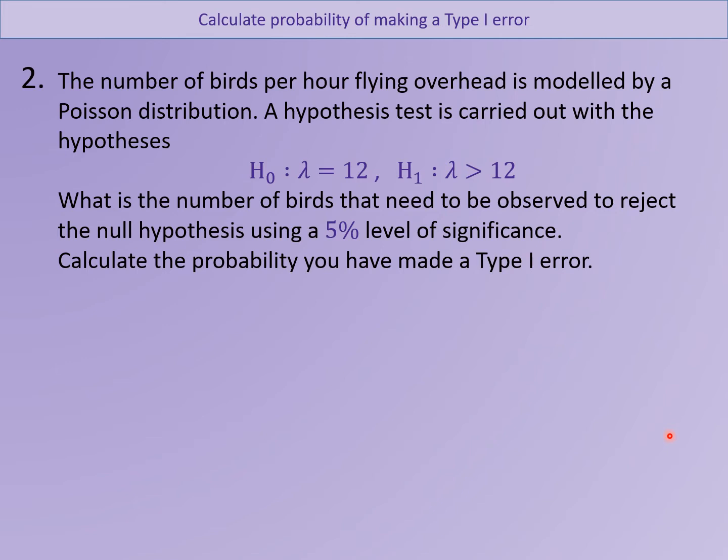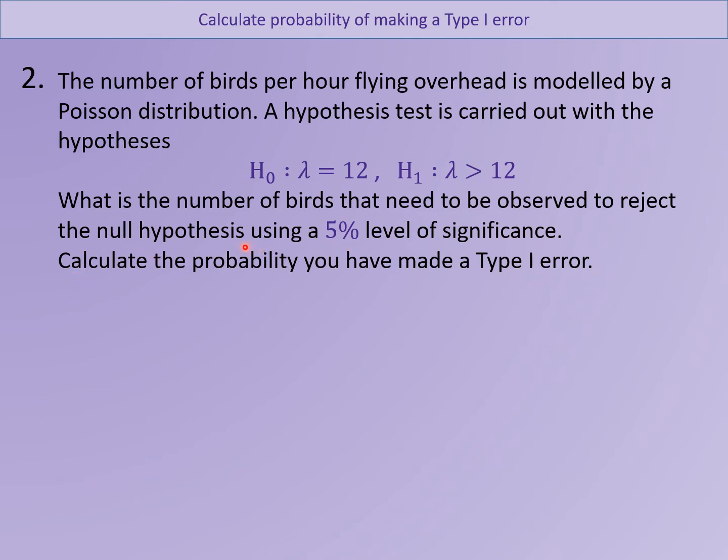So this one's different because it's a Poisson distribution. The hypothesis test is about the number of birds per hour flying overhead, which is modelled by a Poisson distribution. The rate that those birds fly over, they're suggesting, is about 12 birds per hour. But if you're looking up in the air and you're thinking actually it looks like a lot more than 12 in that hour, then you're doubting that claim. So the number of birds that need to be observed to reject the null hypothesis using a 5% level. So exactly the same as before.